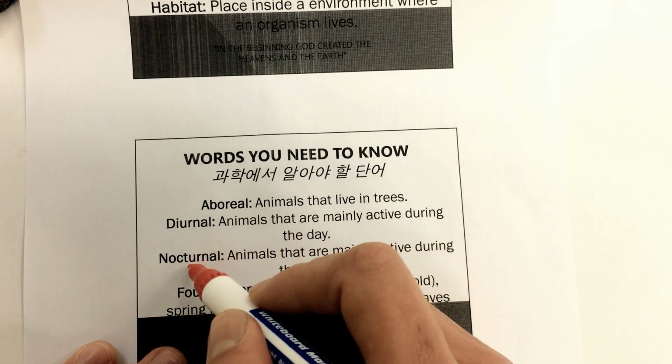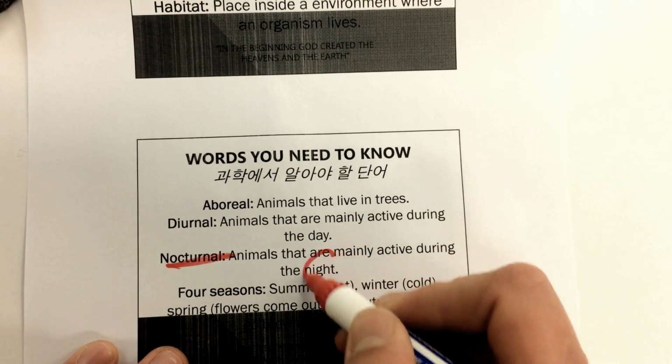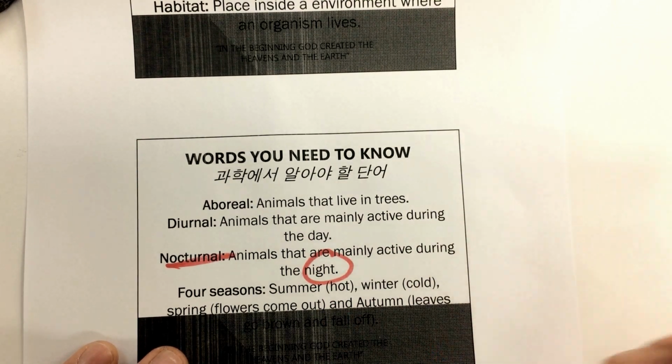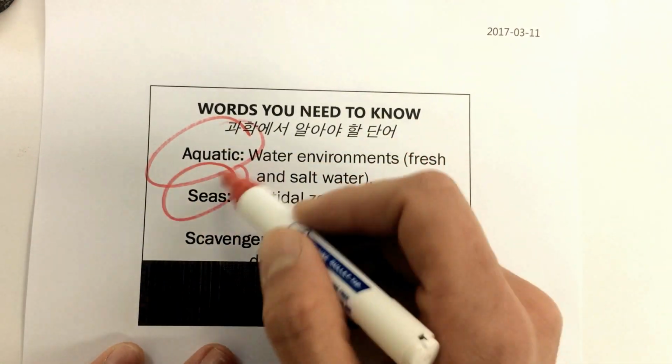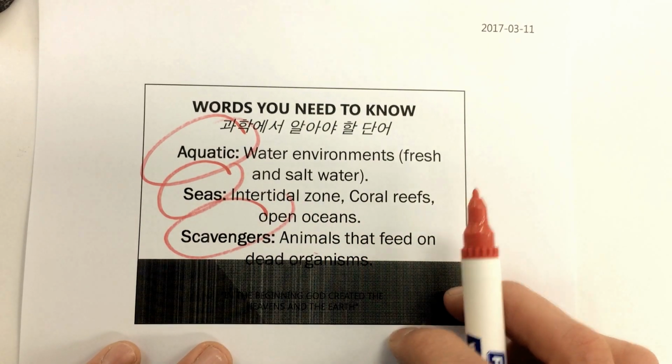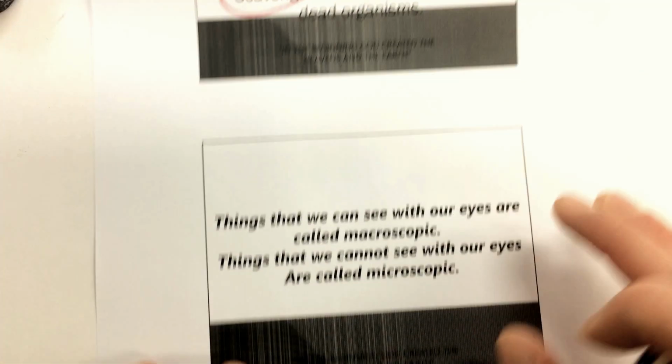Here are a few other interesting words. Nocturnal, animals that are mainly active at night, such as bats. And cats are pretty active at night as well. Aquatic, water environments, seas. A scavenger, animals that feed on dead organisms.